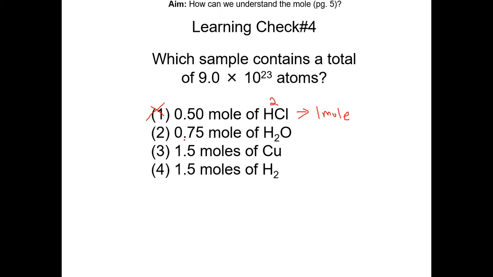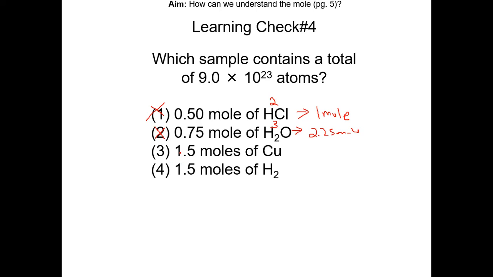In the second one, we have 0.75 mole of the molecule H2O, which has 3 atoms. So how many moles of atoms there are? It's 3 times 0.75, that is 2.25 moles. How many atoms is 2.25 moles? We multiply this by 6.02 times 10 to the 23rd, which is 1.35 times 10 to the 24th atoms. So choice 2 is wrong.